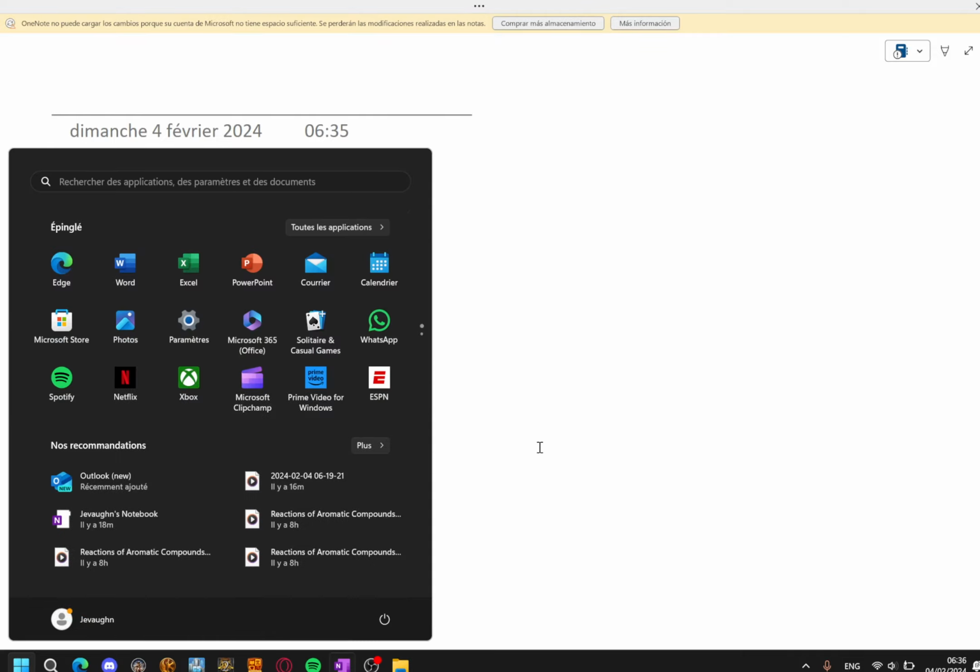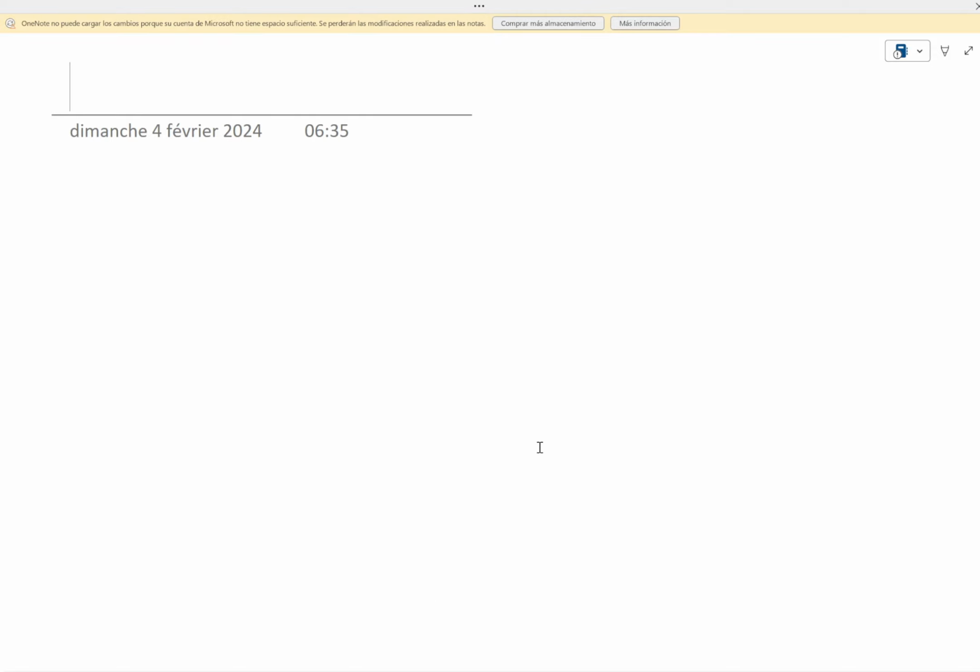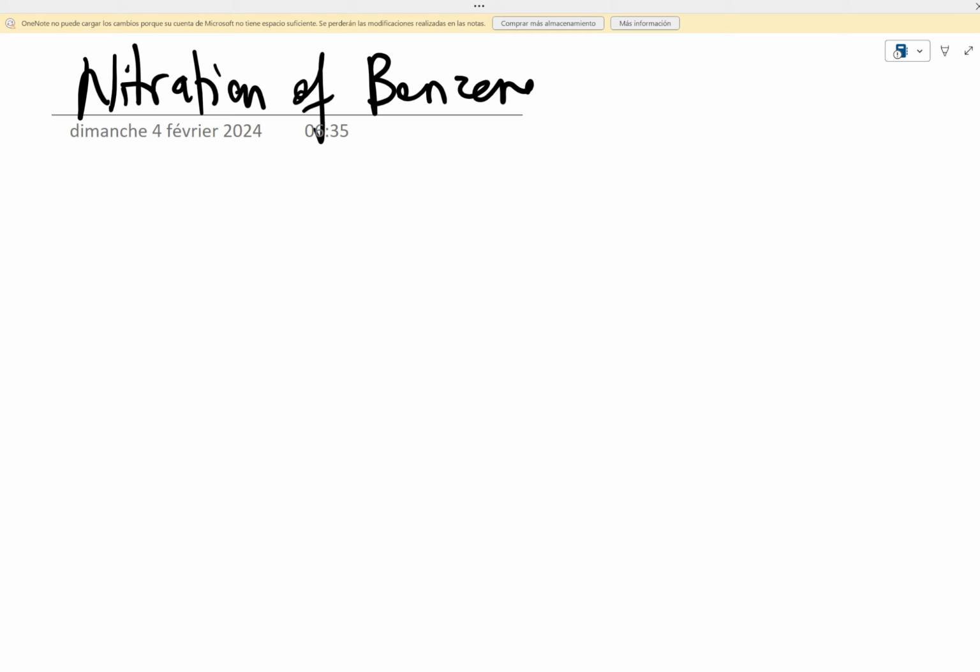So in this clip, we're going to be looking at the nitration of benzene. So the first step, the reaction that we're looking at specifically, let me just write down the reaction.